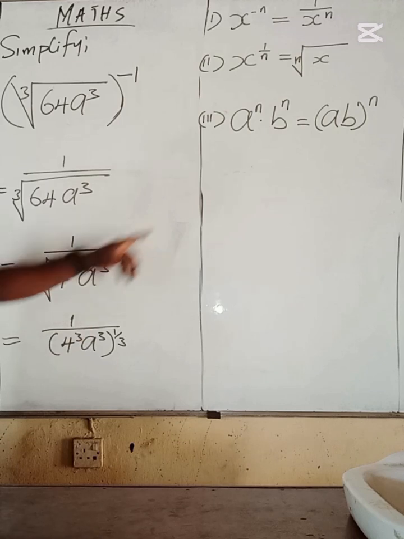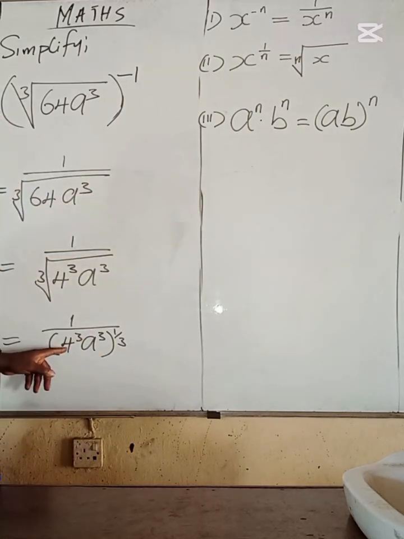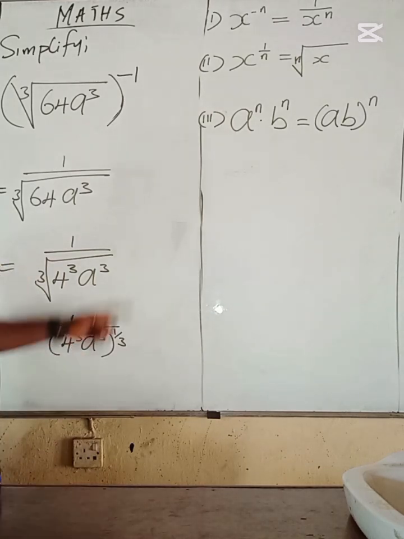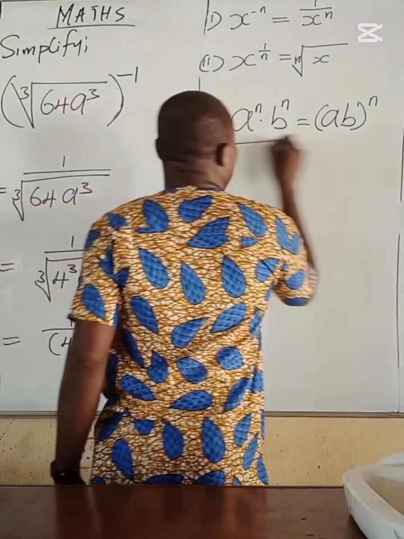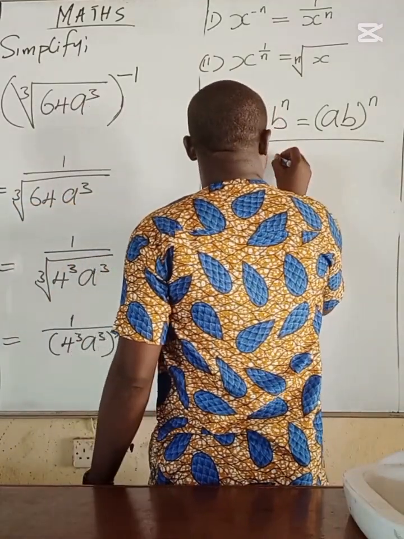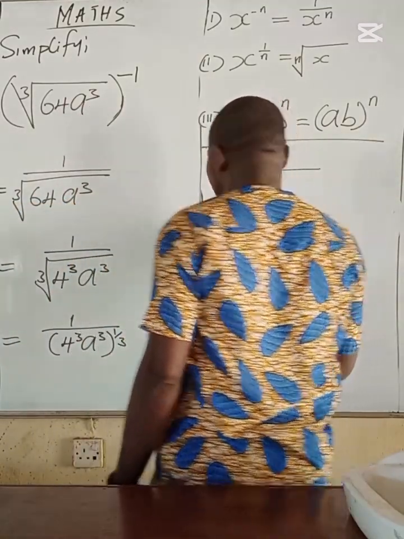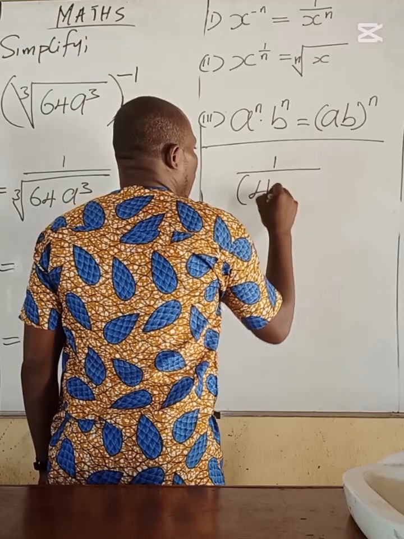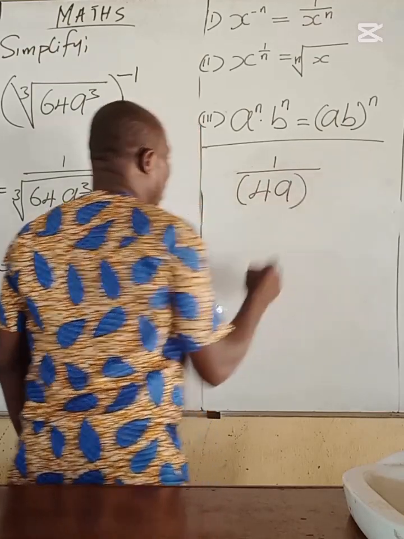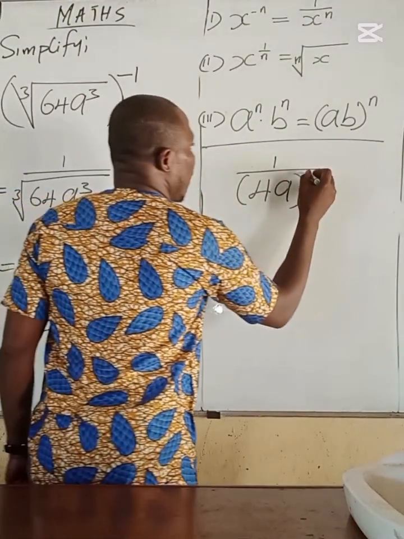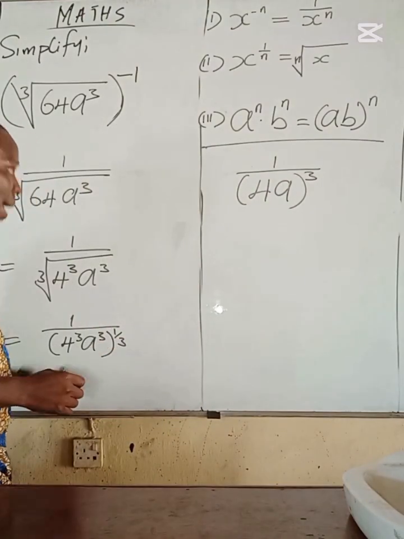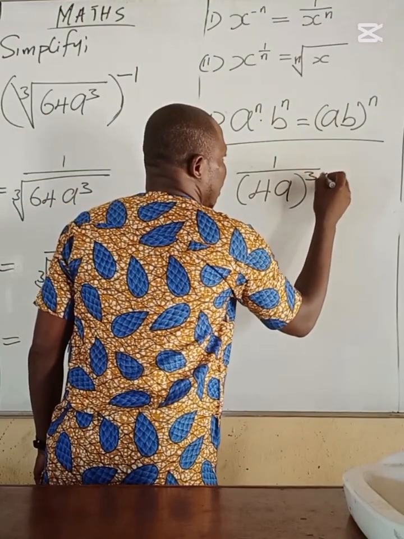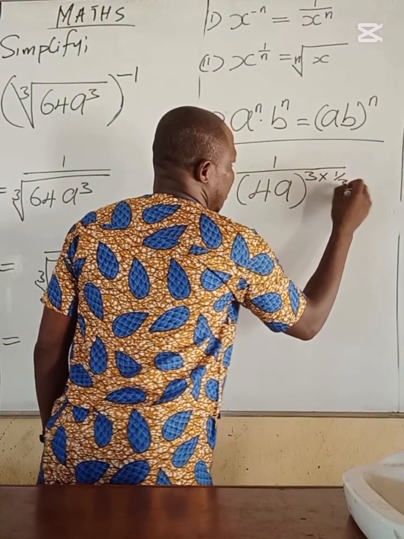Now, following this, I said if you have bases that are not the same, but the powers are the same, you can take one of the powers and multiply the bases. So that is what I'm going to do now. So that I will now say 1 all over bracket open 4a bracket close all raised to power 3. Remember, there's also a power outside here. Multiply by that power, 1 over 3.